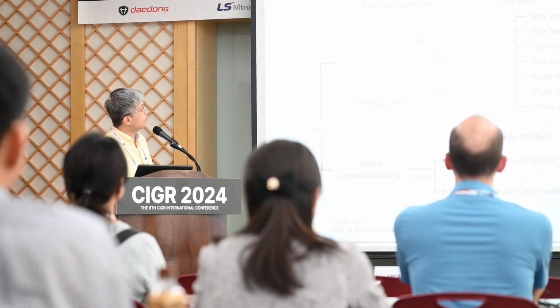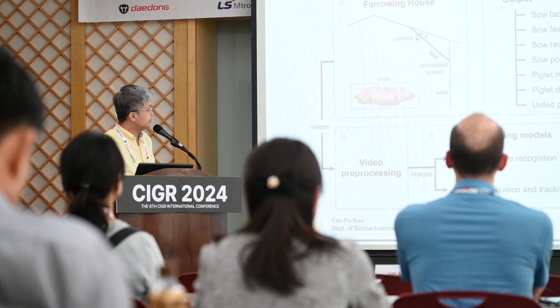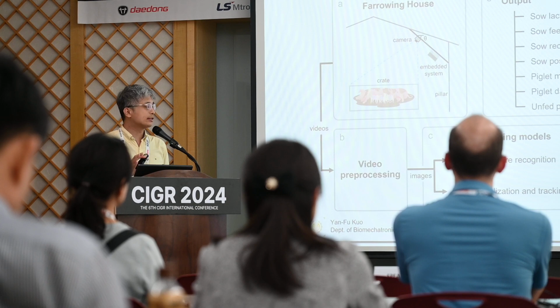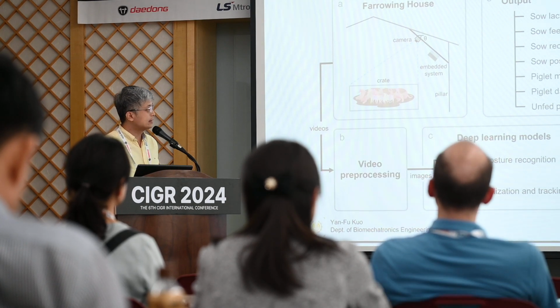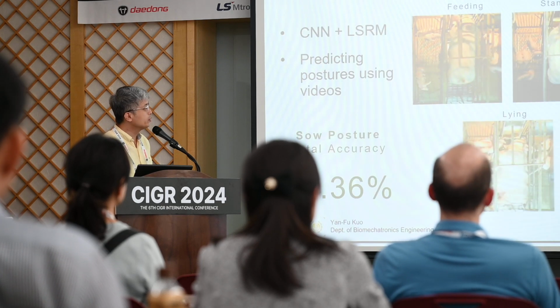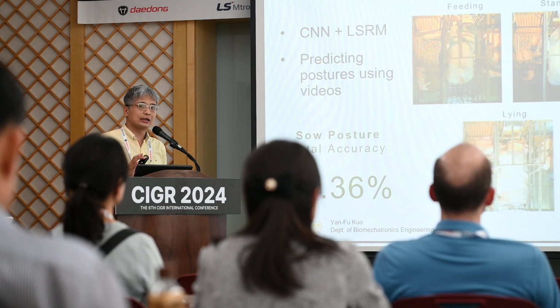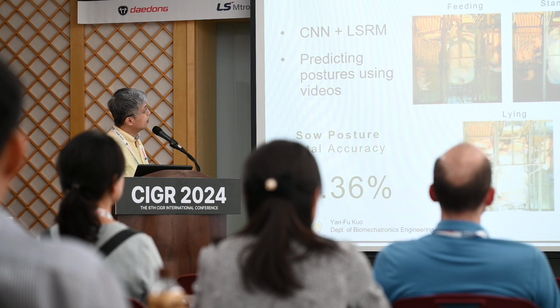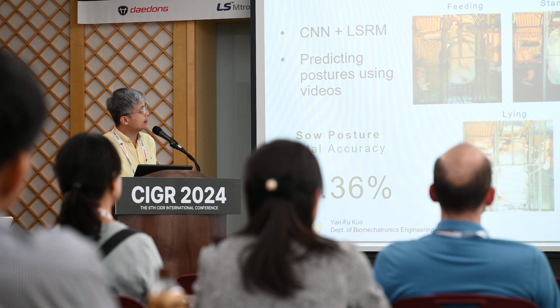So we put cameras on top, and then we shoot videos, and then we use deep learning models to analyze what is going on over there. And then here are the indexes given by the model. So let's take a look. Here are the 7 postures recognized by our model.